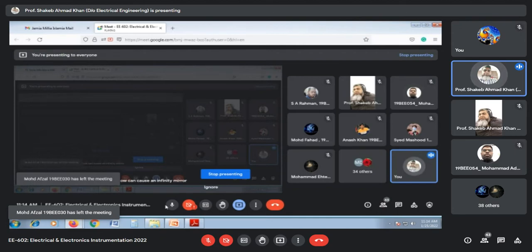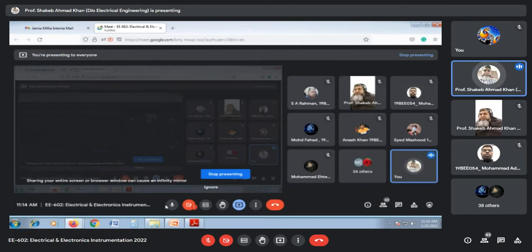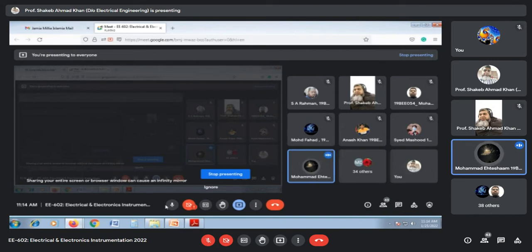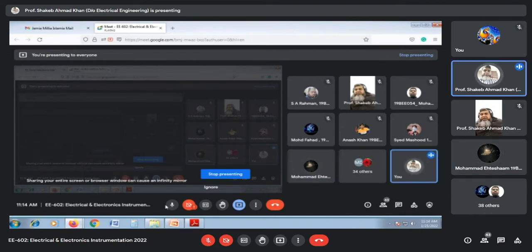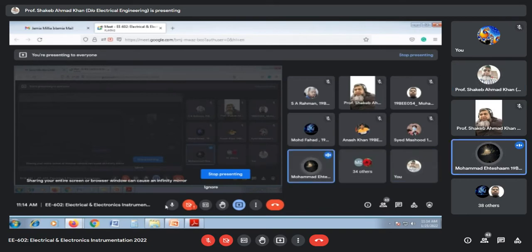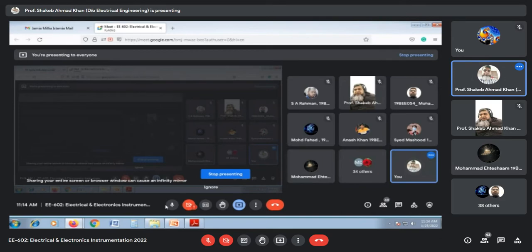Yes, Mohammad Ehtesham, you are telling something. Being exact, the quality of being exact. Yes, sir. What do you mean by being exact? For the minimum error value. But then it is accuracy.